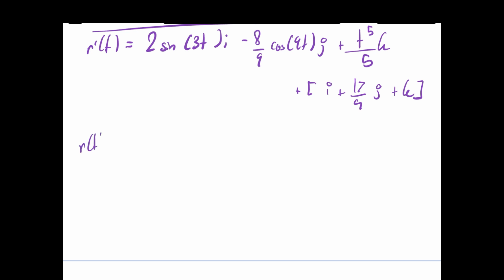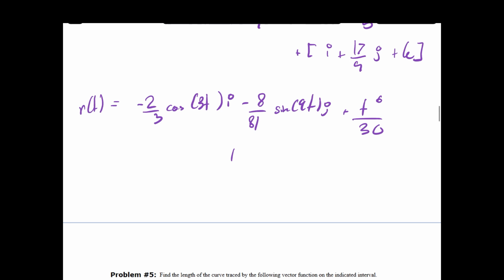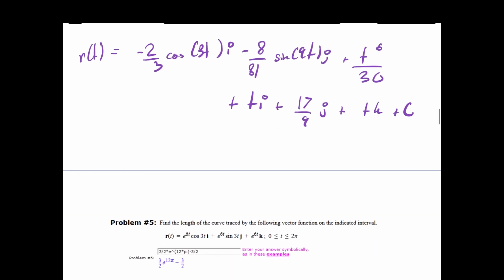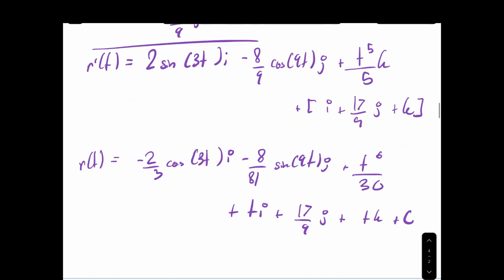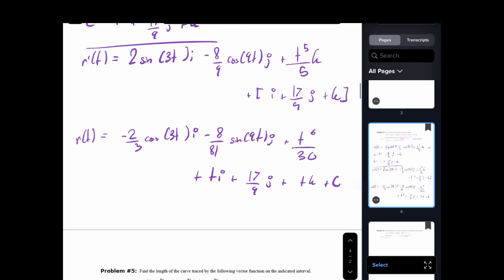And here we'll get R of t equals negative 2 over 3 cos 3t I minus 8 over 81 sine 9t j plus t to the 6 over 30 plus ti plus 17 over 9j plus tk plus c. Now, we're going to do the same thing in terms of subbing it in, but actually I'll add a second page here. Really wish I had a shortcut for adding it, but it's okay.